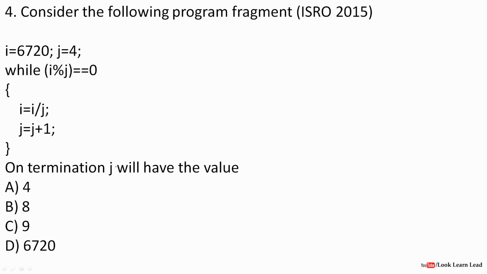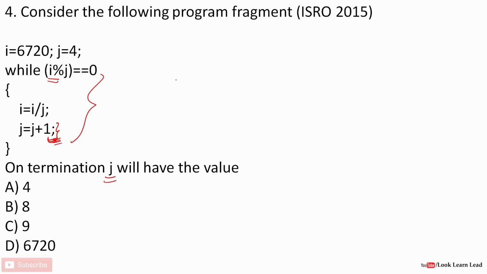Consider the following fragment. So we have this question over here, and what are we doing? This is some code. On termination, we have to print the value of j over here. Let's see what the condition is. We have i mod j. If i mod j is equal to 0, then these things would happen, else the loop will terminate. So let's see what the value of j is. The value of j would be the number of times the loop runs. It is a counter variable, that is j is equal to j plus 1.